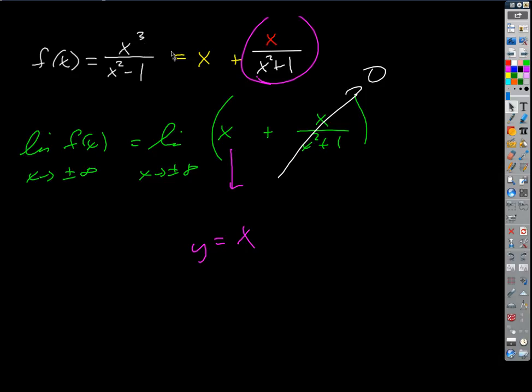So we came up with our slant asymptote. When we divided out x cubed over x squared minus 1, we got the polynomial x plus x over the quantity x squared plus 1, right? In the limit that x goes to infinity, the remainder term goes away. The only term remaining was just x, so this looks like the line y equals x.